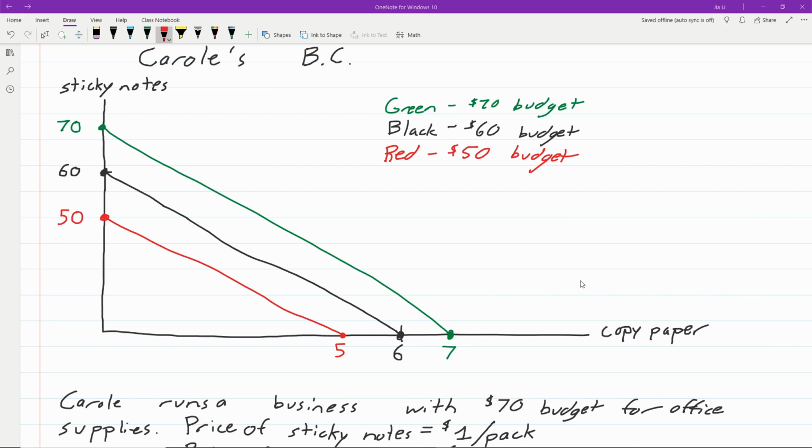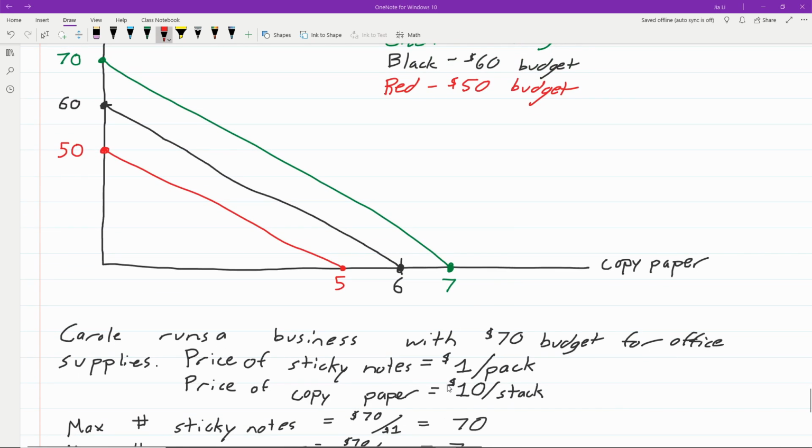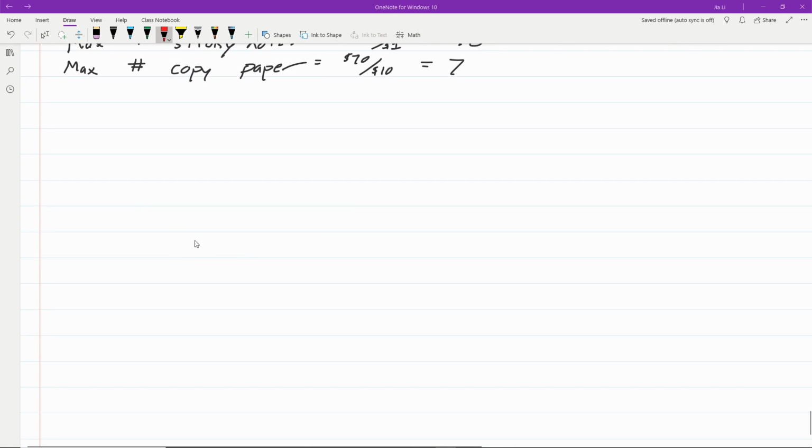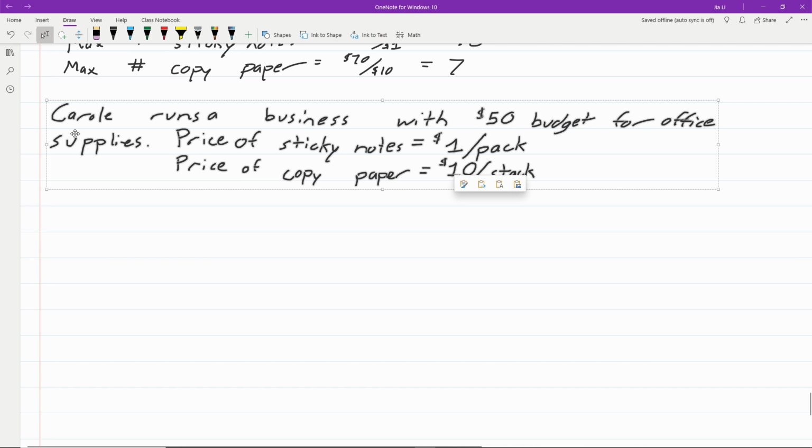So then, what will happen if we change one of the prices around instead of the budget? So let's actually work with that now. Let's check to find out what happens if I change not her budget, but the actual price of one of these two goods.